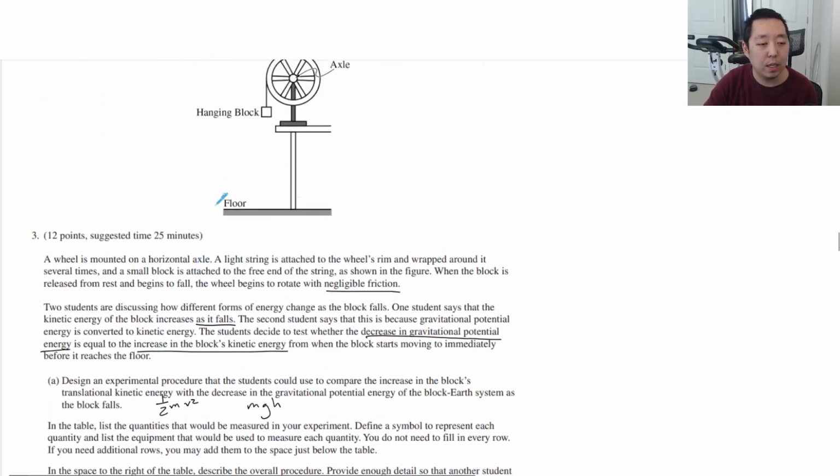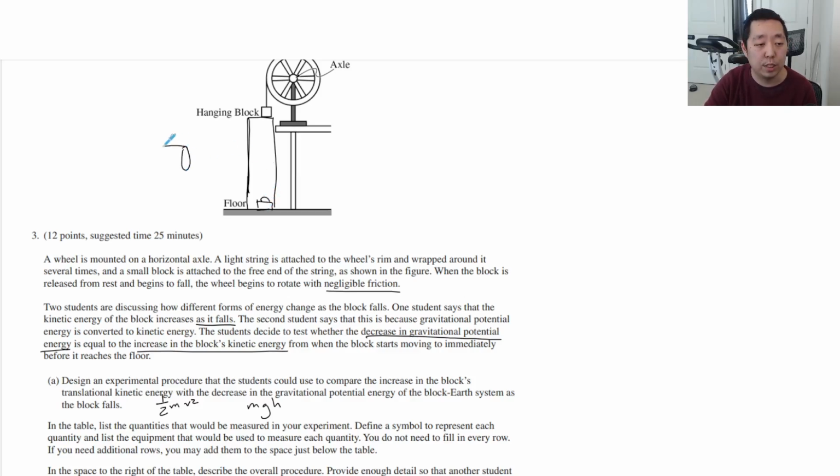Now, why did I pick a motion sensor? I was debating whether or not you should just use a camera, but because the speed is changing, I figured a motion sensor would be more accurate. You can capture the height with a meter stick, but you would need a very high-speed camera to estimate the velocity because it's accelerating downward, so it's a little bit tough to keep track of its velocity at any given moment in time. But you certainly could do that instead.